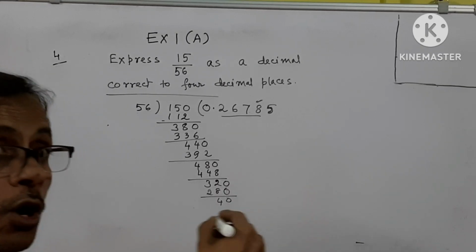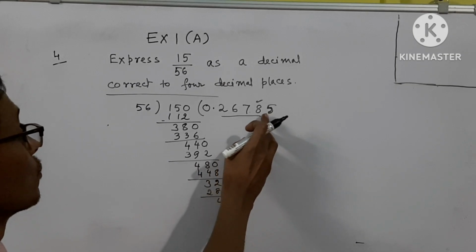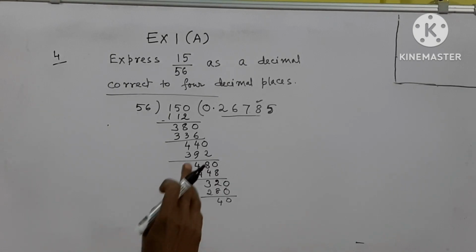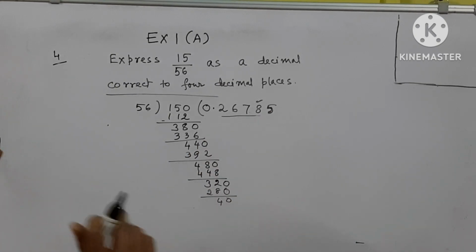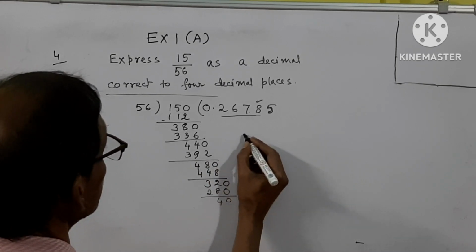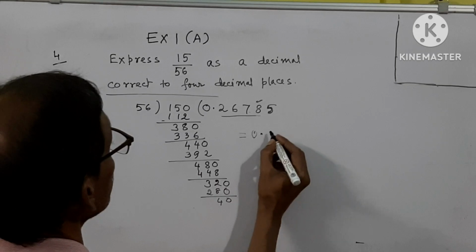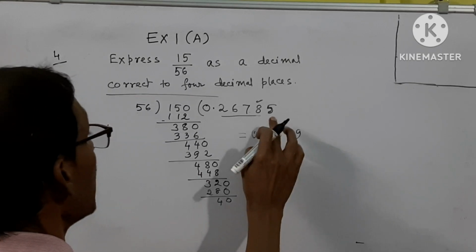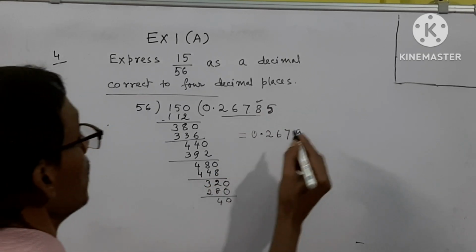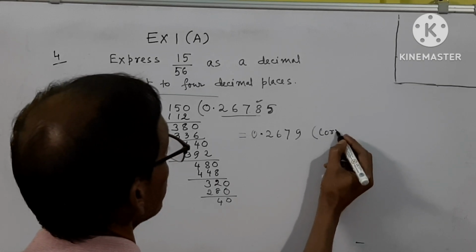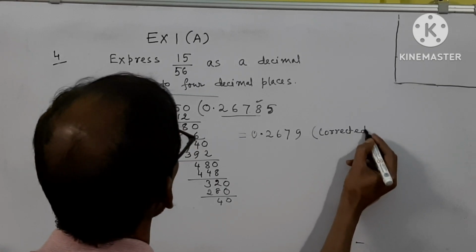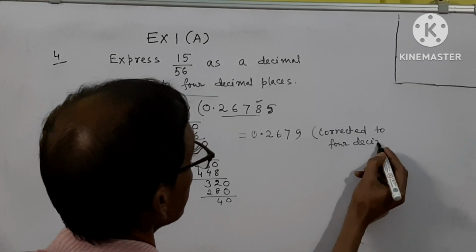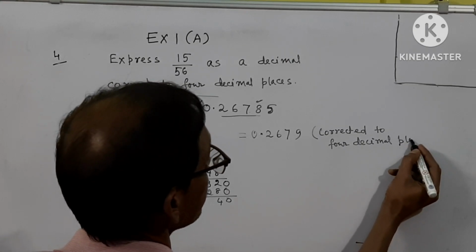So if it is 5 or more than 5, what you have to do? You have to increase the 4th decimal place by 1. That means you can write 0.267 and 8 will be 9, and you can omit this 5 and write it corrected to 4 decimal places.